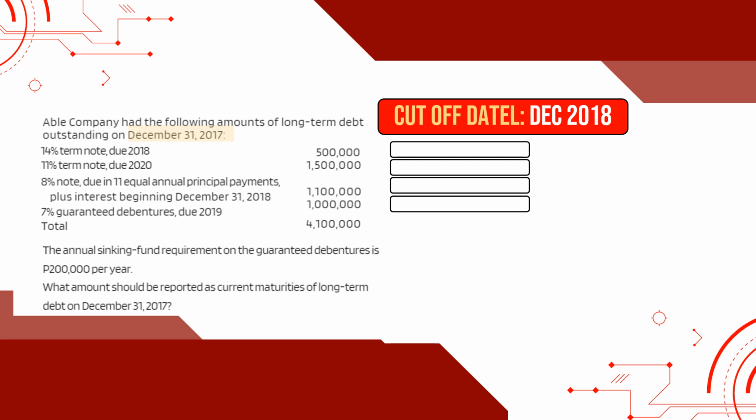So now let's look at each. First is the 14%. It's due 2018. So therefore, it falls within the date. So therefore, it's a current liability. Next, meron kang note na due 2020. So that's above the cutoff date, so we don't include.